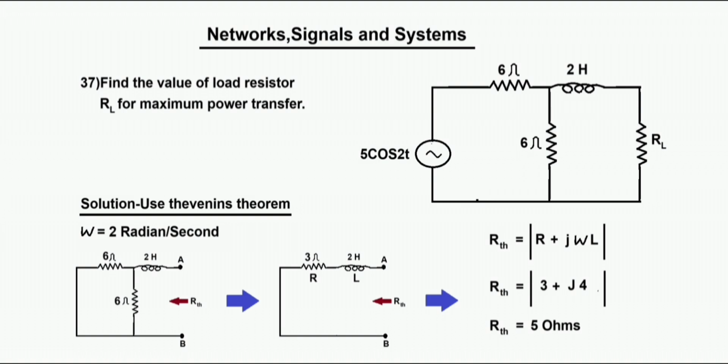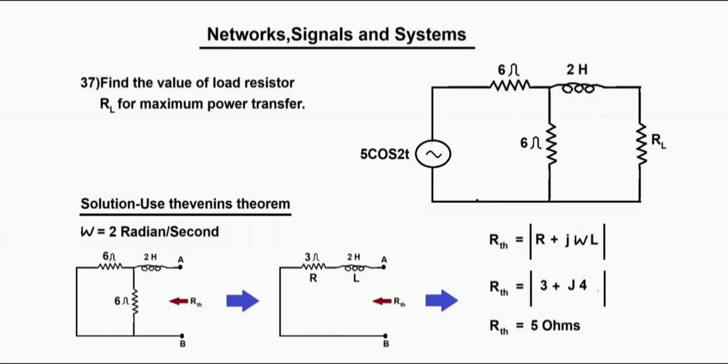Solution: frequency omega equal to 2 radians per second. We use the Thevenin theorem and we remove the AC source and short circuit it. So 6 ohm, 6 ohm, two resistors in parallel, this equals 3 ohm, with 2 Henry inductor in series.